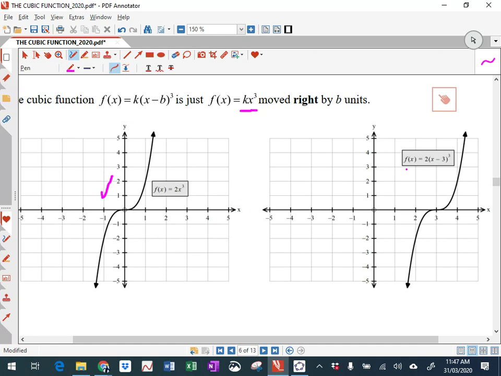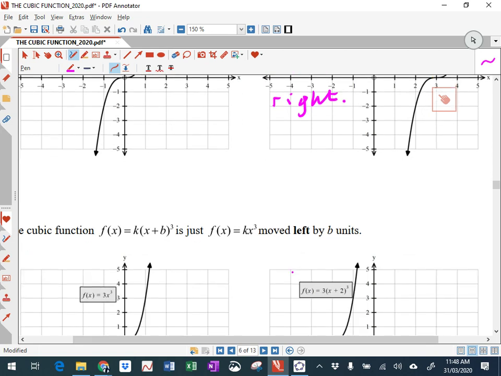So if I was to describe this second function, I'd say this is just y equals 2x cubed moved 3 units right. Okay. Now let's look at something else. We'll come down a little bit.